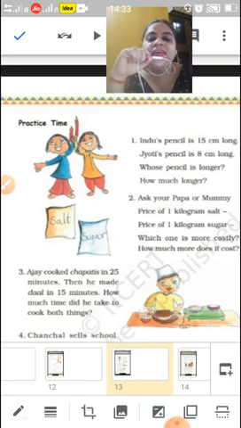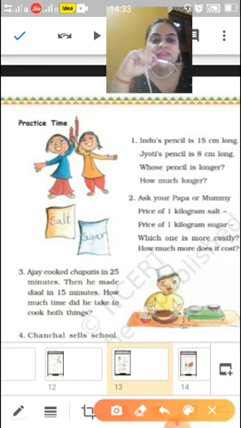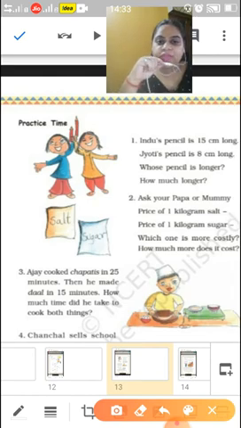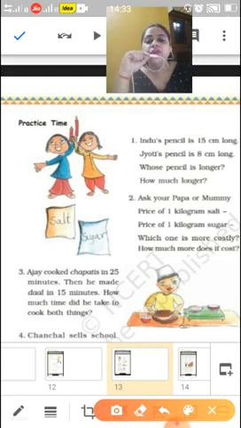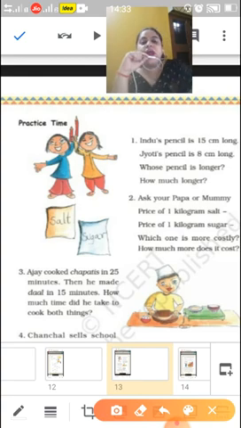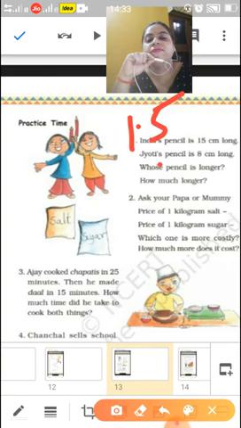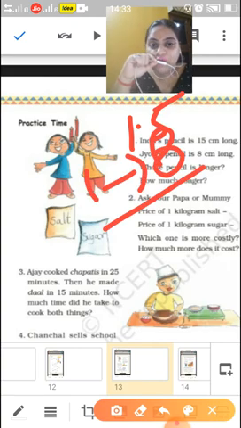Indu's pencil is 15 centimeters long. Jyoti's pencil is 8 centimeters long. Whose pencil is longer? So children, how much longer? What you will do? You will do minus. Because 15 minus 8, how much they are asking? So what will come?